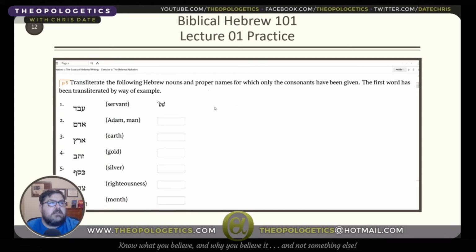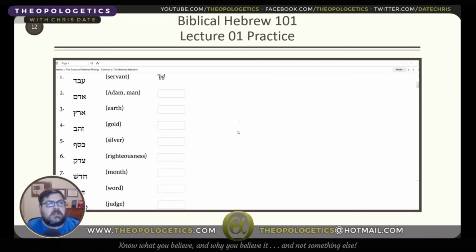Transliterate the following Hebrew nouns and proper names for which only the consonants have been given. The first word has been transliterated by way of example. Okay, so this first word is Eved. You don't need to worry about the vowels right now, but the Ayin, Beit, and Dalet are transliterated there. I'm going to go a little bit faster through this section since we have now practiced transliteration together.